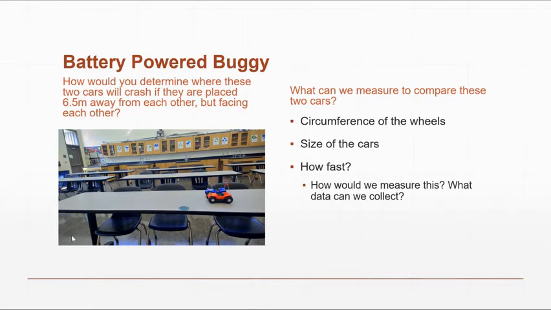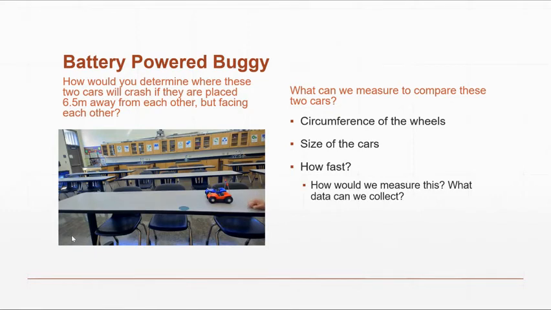So how would you determine where these cars were going to run into each other if they were 6.5 meters apart? So what you're going to do this week is come up with the calculations and figure out where exactly 2 carts are going to end up crashing into each other. And then next Monday, I am going to run the test on the carts that you've told me are going to run into each other and where they're going to run into each other.